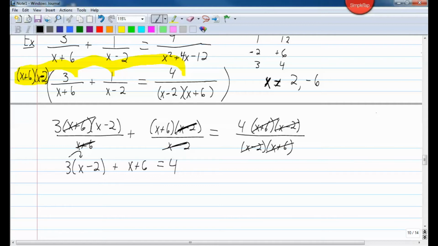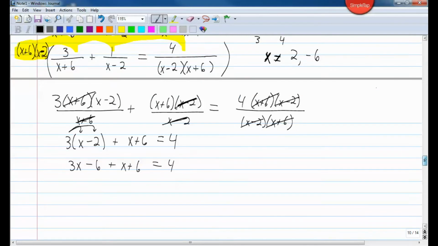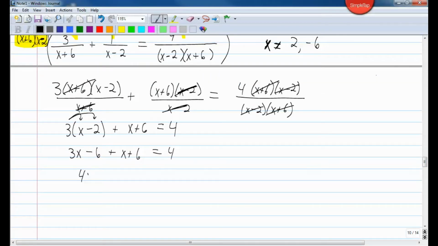Alright, so now we've gotten rid of all the denominators and the problem becomes a lot easier. Distribute, combine like terms on the same side of the equation. So that's 4x, and then the negative 6 and the positive 6 cancel out. Divide both sides by 4, and I get x equals 1.